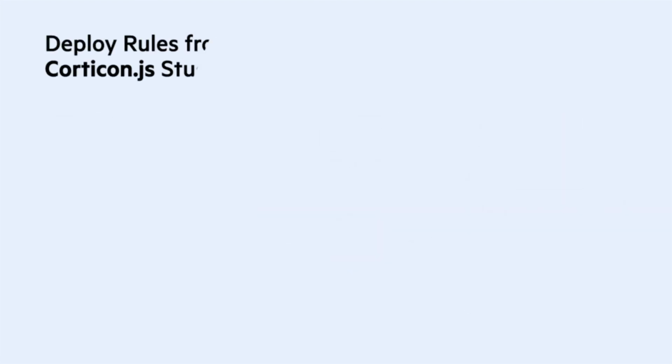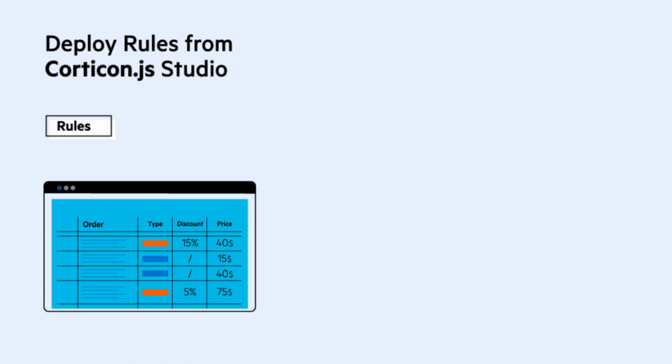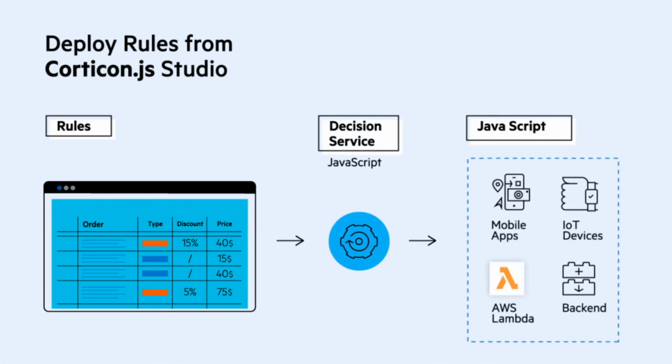If you're using a Corticon.js Studio, you can package your rules and deploy those rules anywhere you deploy JavaScript. This concludes our look at rule modeling.